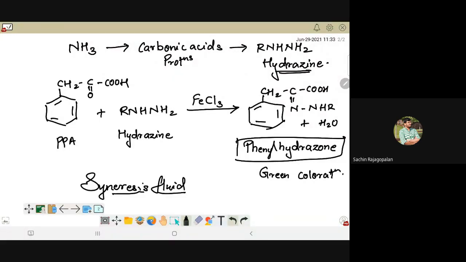Anything that you guys want to ask before we switch to the next topic? I hope you have noted the reaction. Sir, I didn't get what is syneresis fluid. See, when you add FeCl3 solution into the slant, you will have a fluid accumulated in the slant. After you add that, you wash the slant with it gently, there will be accumulation of that fluid in the slant. That's syneresis fluid. Okay, sir.